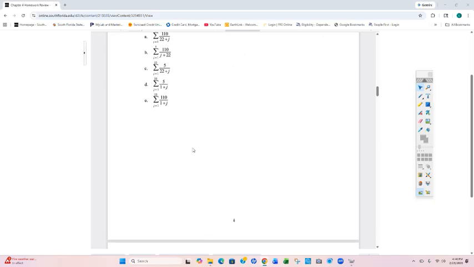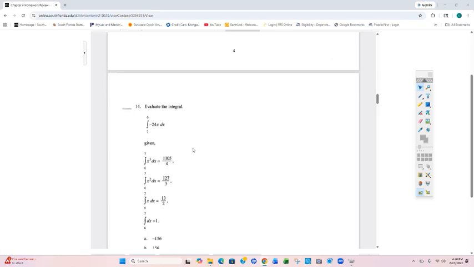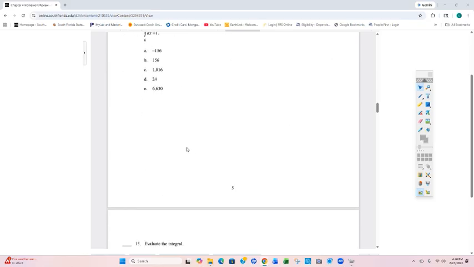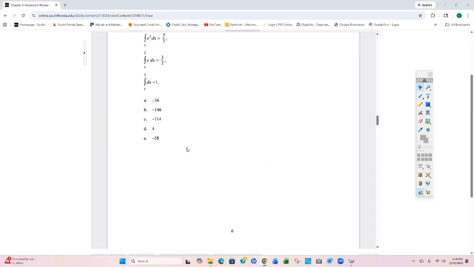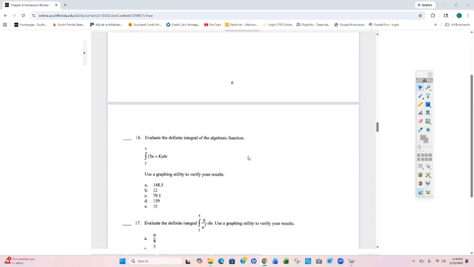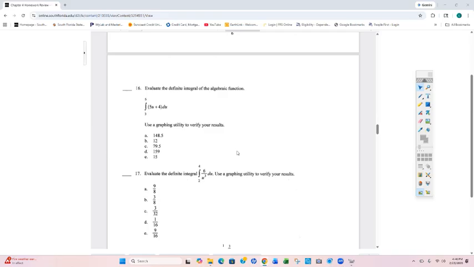That is from section 4.2. We are skipping number 14 and number 15. Like I told you in class, those are not tested anymore. We are moving to number 16.